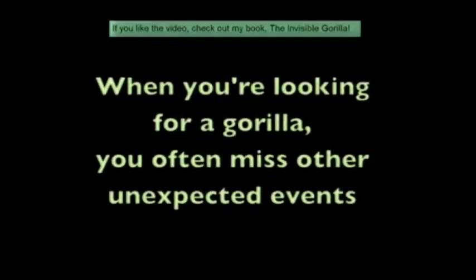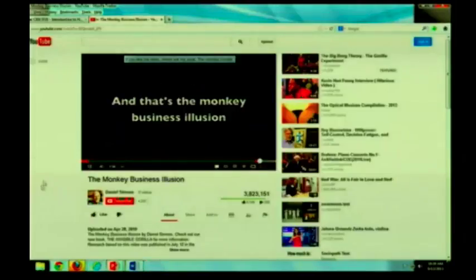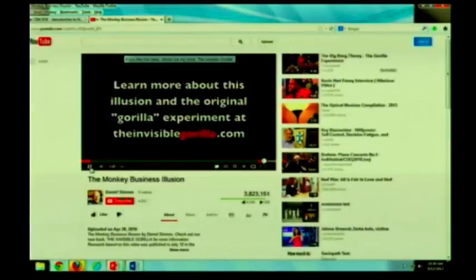Let's rewind and watch it again. Wow. Here comes the gorilla, and there goes the player, and the curtain is changing from red to gold. When you're looking for a gorilla, you often miss other unexpected events. And that's the monkey business illusion. Learn more about this illusion and the original gorilla experiment at theinvisiblegorilla.com.